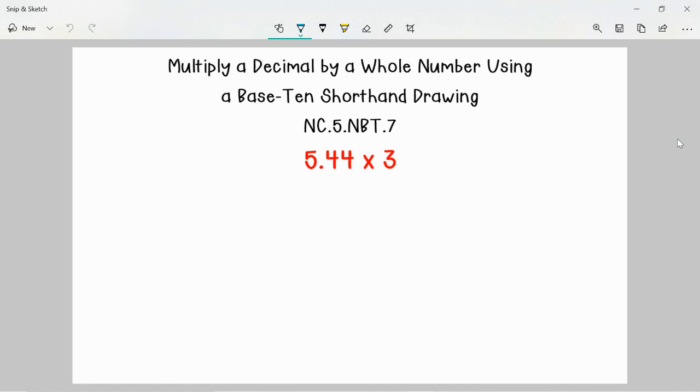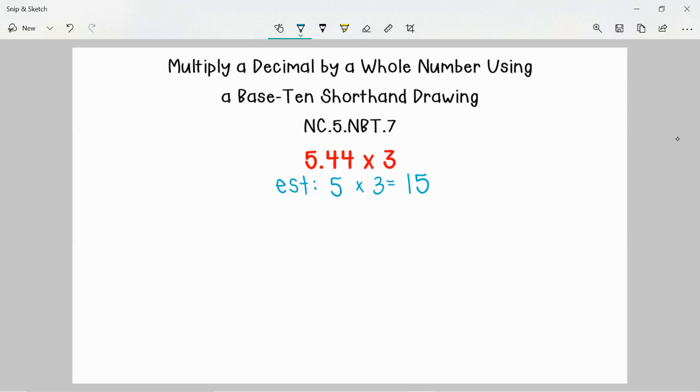Before we begin to solve, it's helpful for us to estimate so we can make sure that our actual answer is reasonable. When we look at 5 and 44 hundredths, we could say that that is close to 5 wholes. And I know that 5 times 3 is equal to 15. So this lets me know that our answer should be close to 15. Students may also note that they know the answer will be close to 15, but actually more than 15, since we're really multiplying a little more than 5 times 3. And for our estimate, we just did 5 times 3.